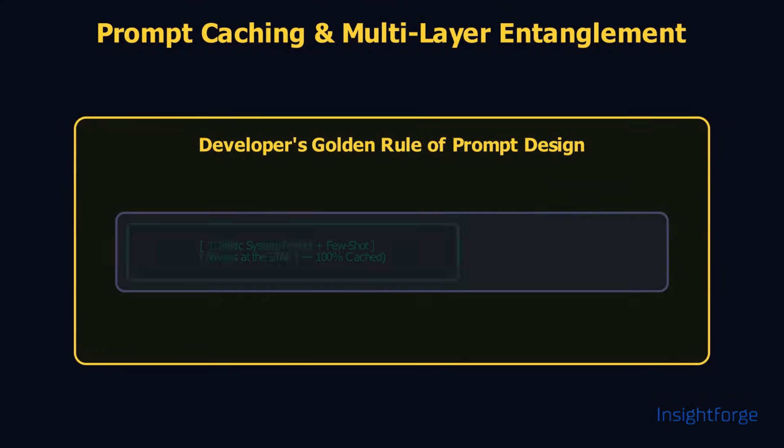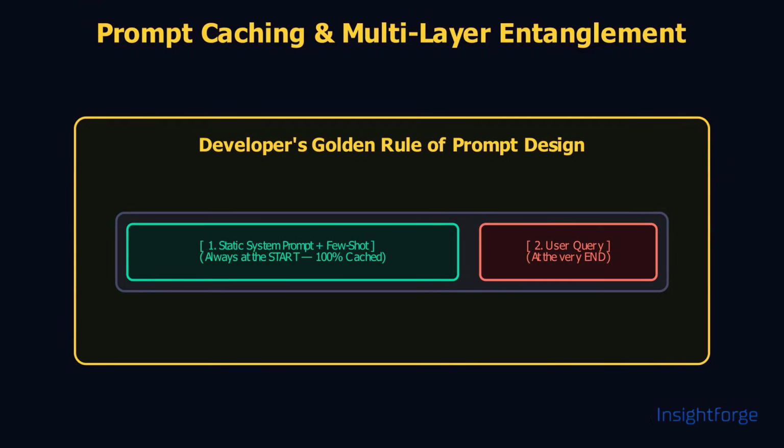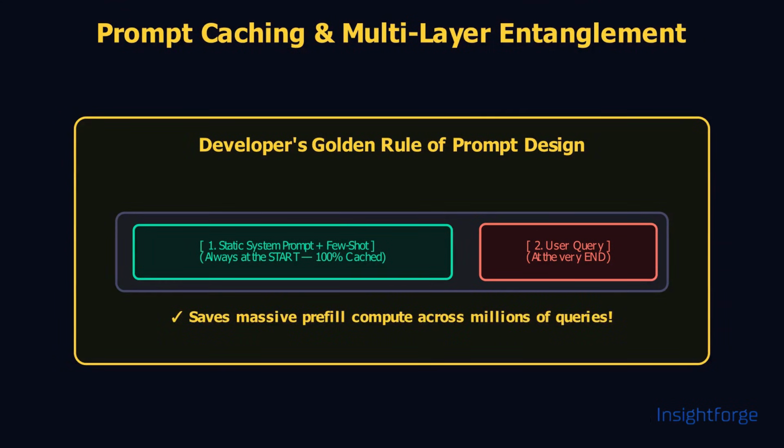This leads to the developer's golden rule of LLM design: always place your stable, static content like system prompts and few-shot examples at the very beginning, and keep your variable user content at the very end. Get this layout right, and you save massive prefill costs across millions of requests. Get it wrong, and you pay the full computational tax every single time.